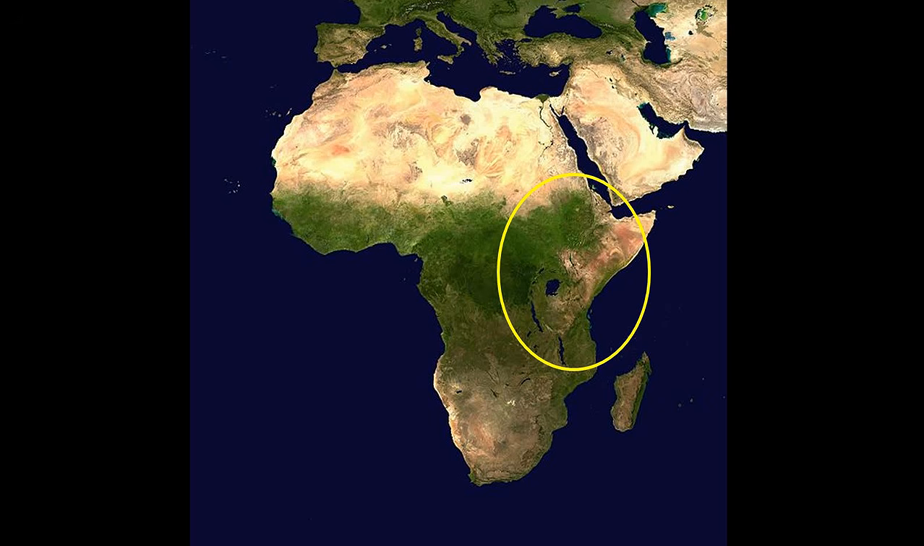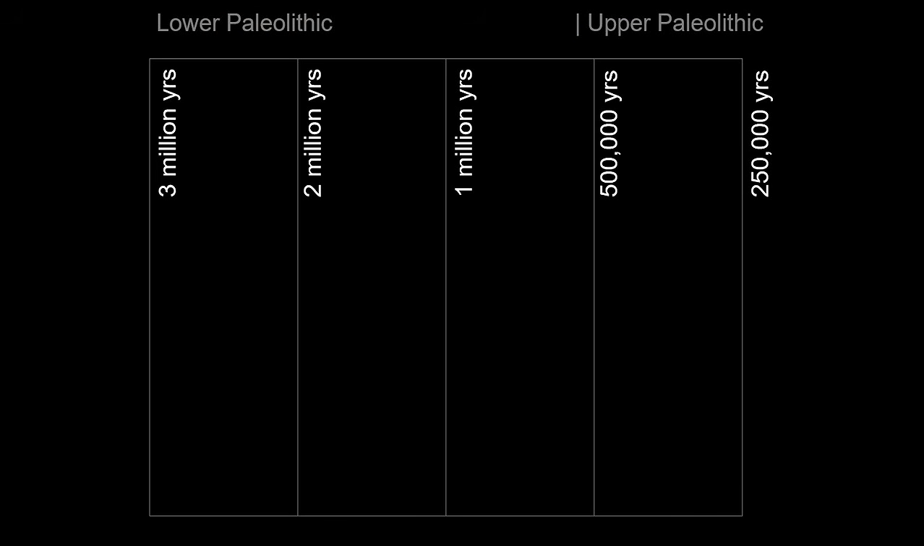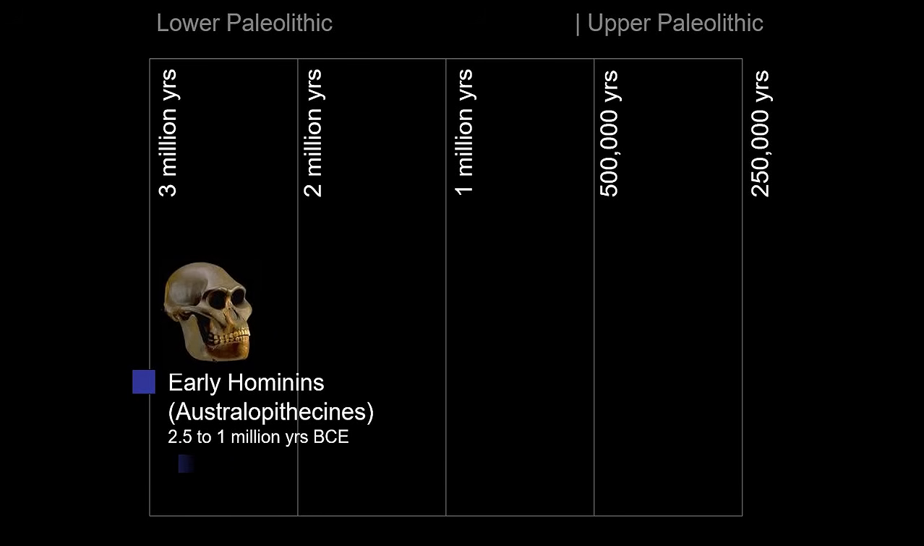This is a part where the two plates in Africa are spreading apart, and this is where human evolution seems to have begun. These are the nations of Kenya, Tanzania, Ethiopia, into the Horn of Africa. The early hominins, the very earliest species that might be called human, are the Australopithecines, and they evolved sometime around 2.5 to 1 million years ago.